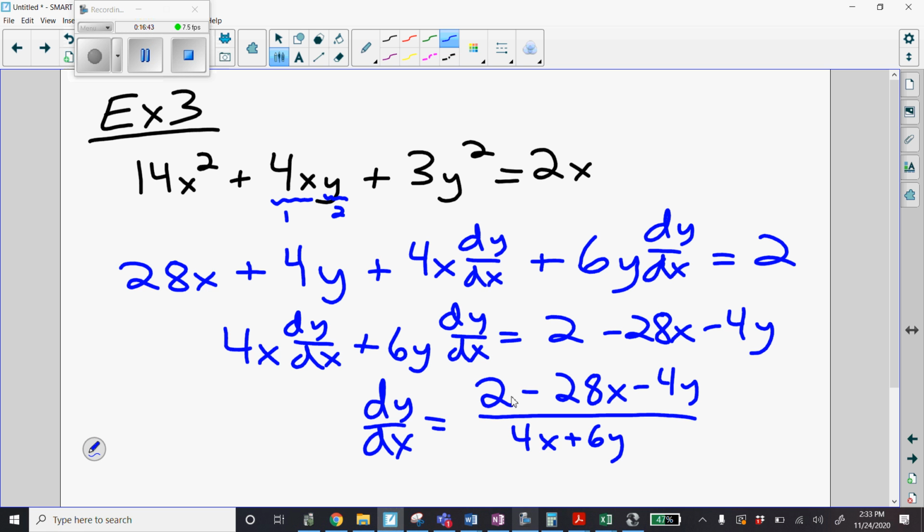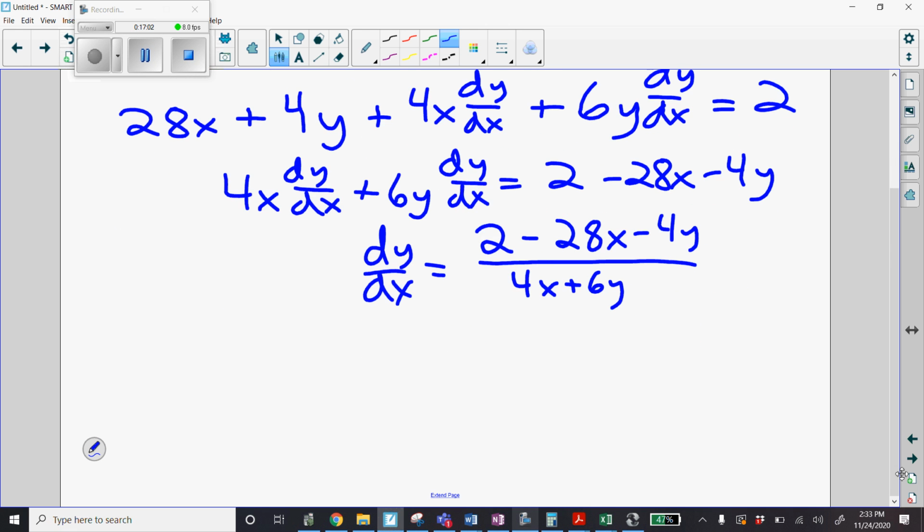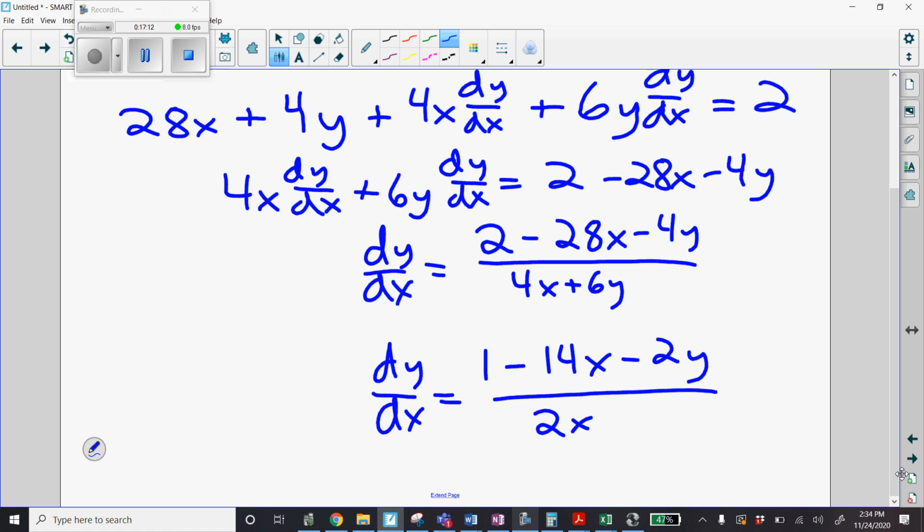Now when I look in here, I can't cancel out any x's, because there are 3 terms that don't have any x's. I can't cancel out y's, because not every term has a y. But I do see 2, 28, 4, 4, 6. Those coefficients are all divisible by 2. So I can go ahead and just write this as dy/dx equals 1 minus 14x minus 2y over 2x plus 3y.